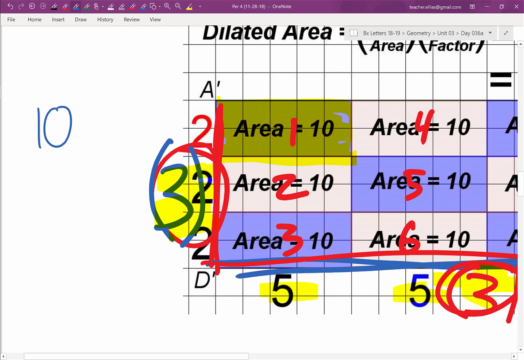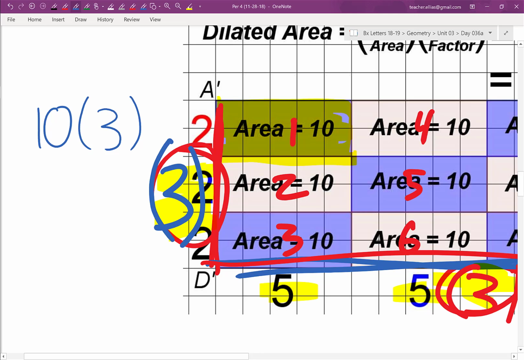So you take your original area and then you multiply it by what? I know you know it, Matthew. I want to see someone else. I know you know it too. Okay, so what's my scale factor? Anything else? And what happens to the scale factor?